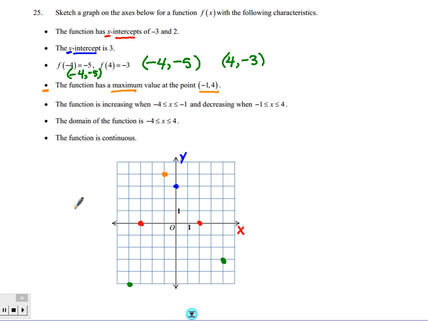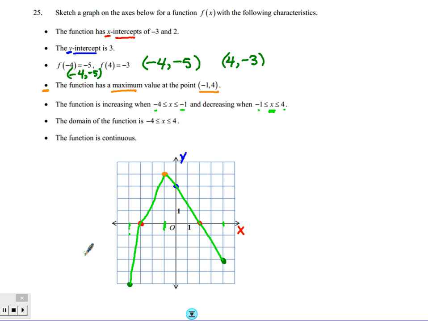The function is increasing when the x values are between -4 and -1. Oh wait, I'm sorry, from -4 to -1 we are increasing. So let's see if we can increase from -4 to -1. That's increasing that whole time. And it's decreasing from -1 to 4. So we're just looking at the x values. On this axis, we have to be going down during those values. Between -1 and 4, it's going to be decreasing.